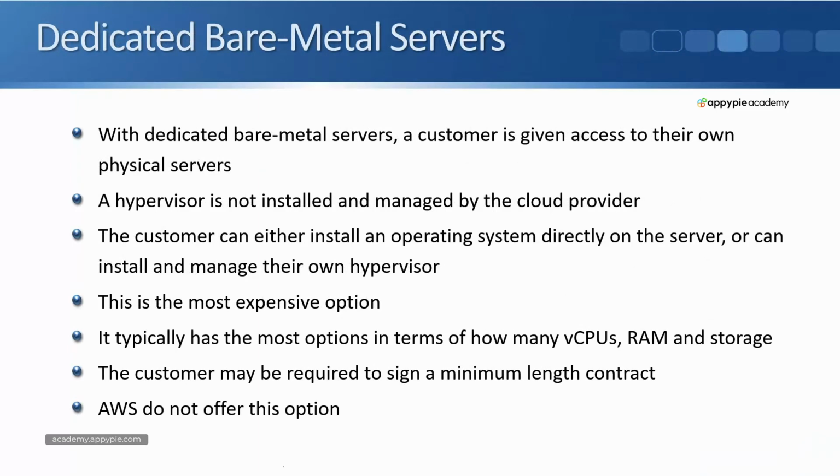The last of the 3 options is dedicated bare metal servers. With these, a customer is given access to their own physical server down at the lower server level. I'll explain what that means a bit more in the next slide. A hypervisor is not installed and managed by the cloud provider. The customer can either install an operating system directly on the server, or they can install and manage their own hypervisor. This is the most expensive option of the 3, and it typically has the most options in terms of virtual CPUs, RAM, and storage options that are available.